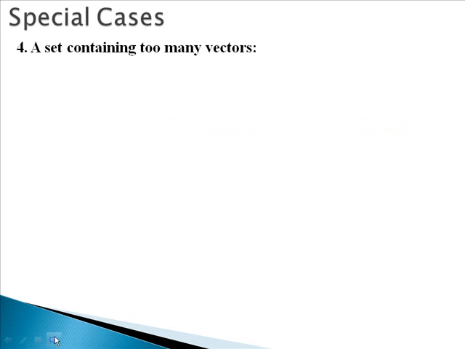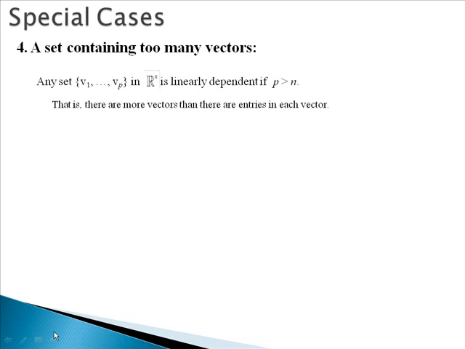And now my fourth special case is a set containing too many vectors. So let's look at some terminology. Any set of vectors v1 through vp in Rn, space with n entries, is linearly dependent if p is greater than n. That is, there are more vectors than there are entries in each vector.